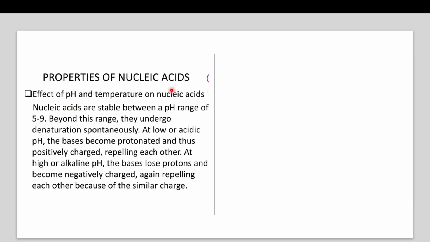Now, if we talk about the properties of nucleic acids, the effect of pH and temperature on nucleic acids, the nucleic acids are stable between a pH range of 5 to 9. And if we go beyond this range, they undergo denaturation spontaneously. At low or acidic pH, the bases become protonated because of more concentration of H+ in the surrounding medium, and thus become positively charged, thereby repelling each other, right? And at high or alkaline pH, the bases lose protons and become negatively charged, again repelling each other because of similar charges.